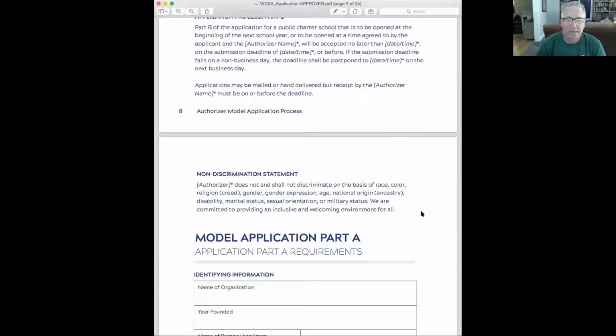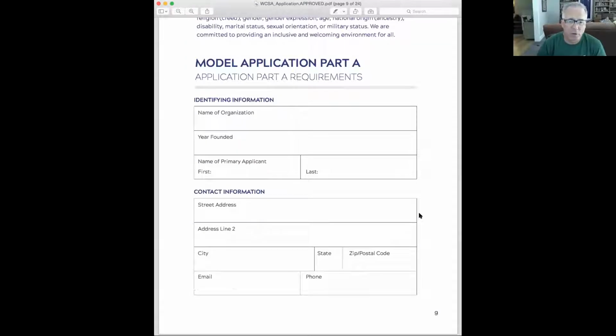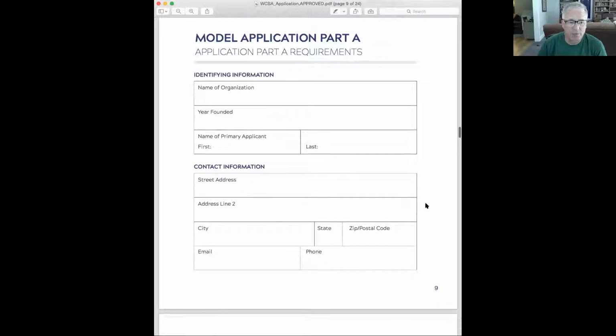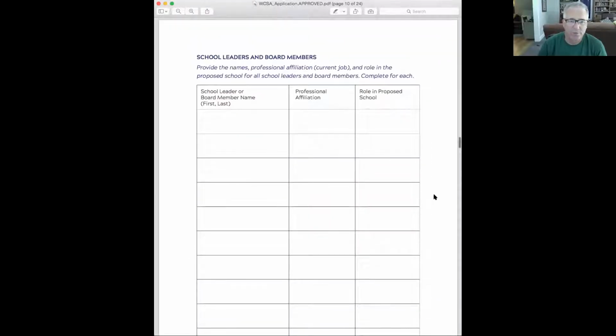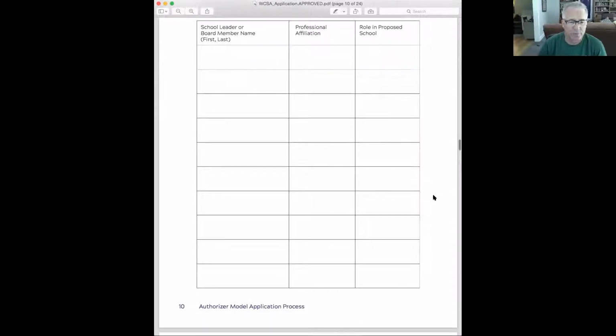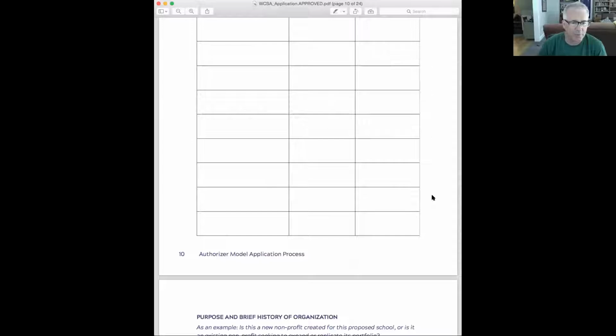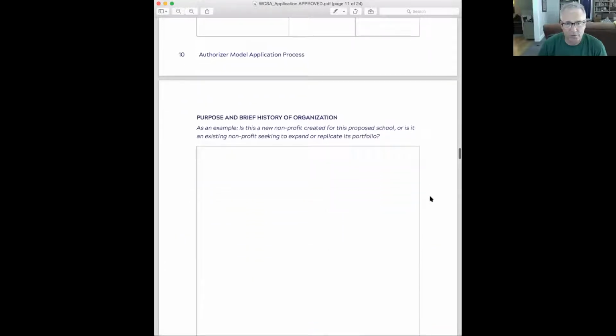The actual example application is next, and that basically part A is very overview in terms of its level of detail. Just some basic demographics, names of organizations, personnel involved. This would, in your case, be pretty easy to fill out, and you already have a lot of this information on stuff I've seen on your website or on the web. And then a little bit of purpose and brief history of the organization.